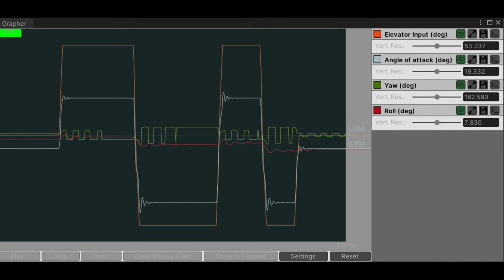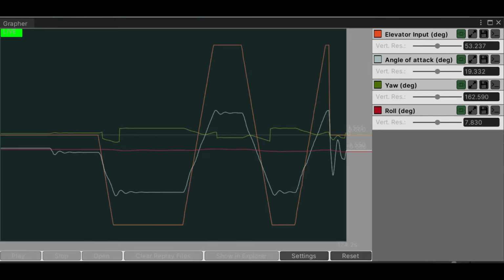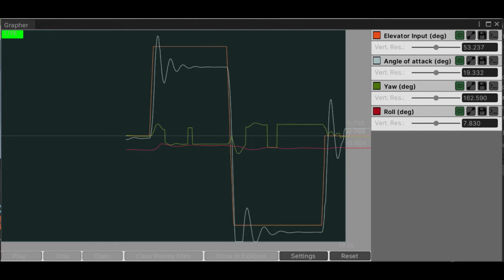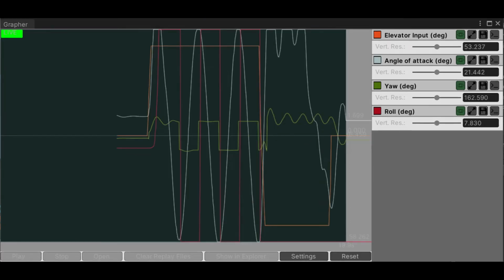For the following graphs, the velocity was set at around 50 meters per second, whereas the CG positions were changed for each case. This is the response for CG set at 0% Mach. This is the response for CG set at 21% Mach. And this is the response for CG set at 32% Mach.